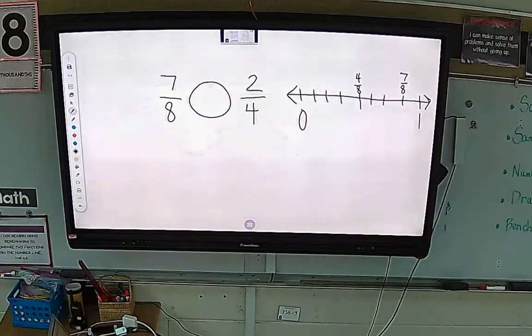Okay. What about 2/4? What do we know about 2/4? Think about it. I need everybody in the room thinking about it. 2/4 should kind of jump off the page and be waving at you, because it's got another few thousand million other names.